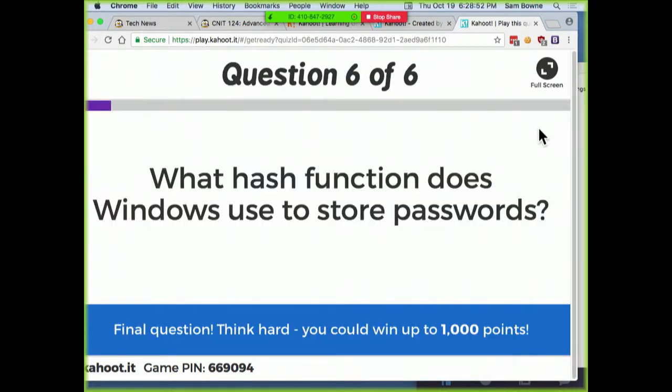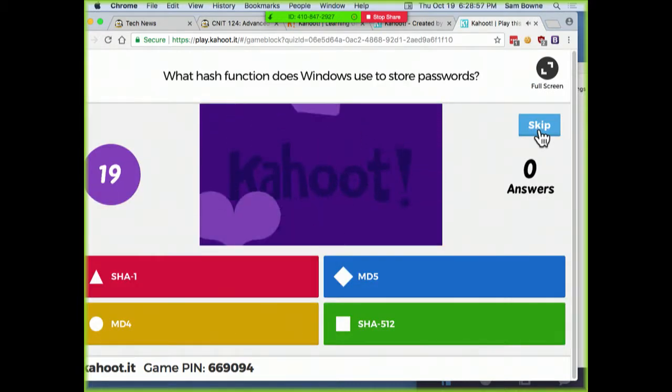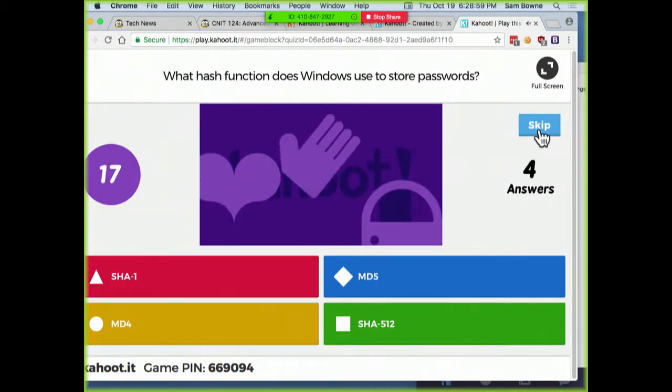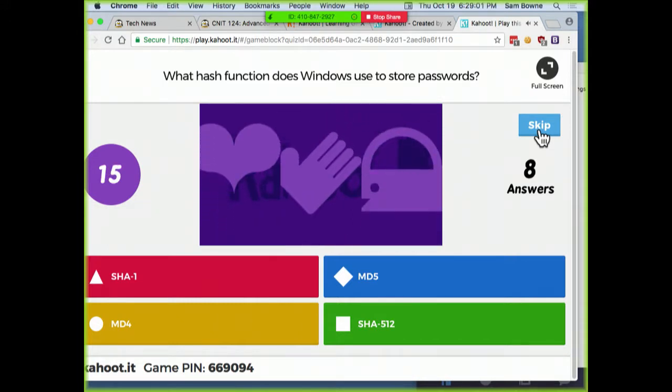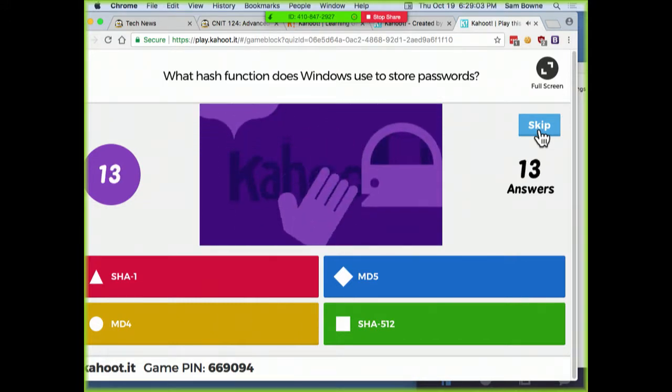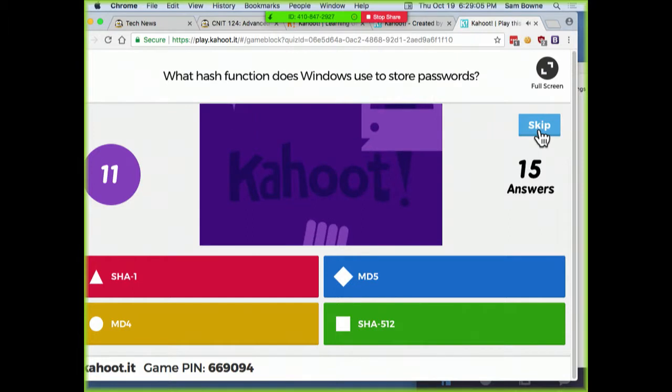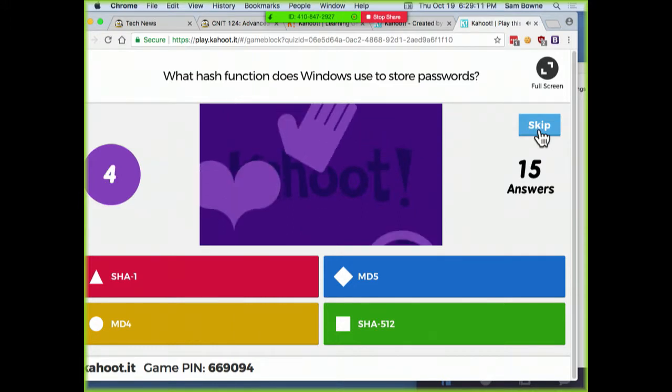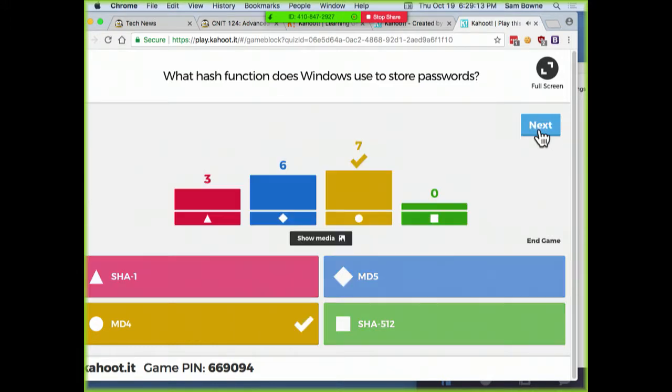All right, so what hash function does Windows use? If you remember this, I don't think I saw it yet, but certainly in the last class. All right, that's it, MD4. Came out in 1991, MD5 did not yet exist. So Microsoft uses one round of MD4.